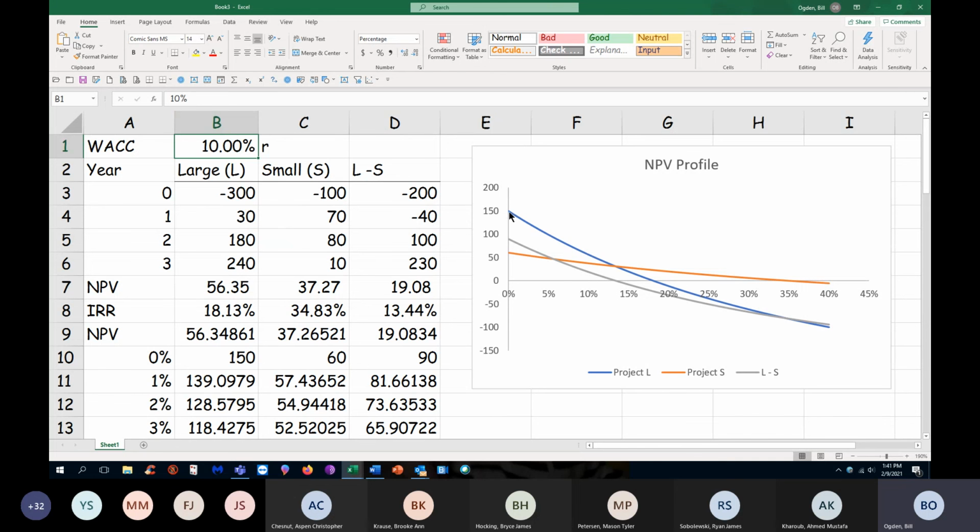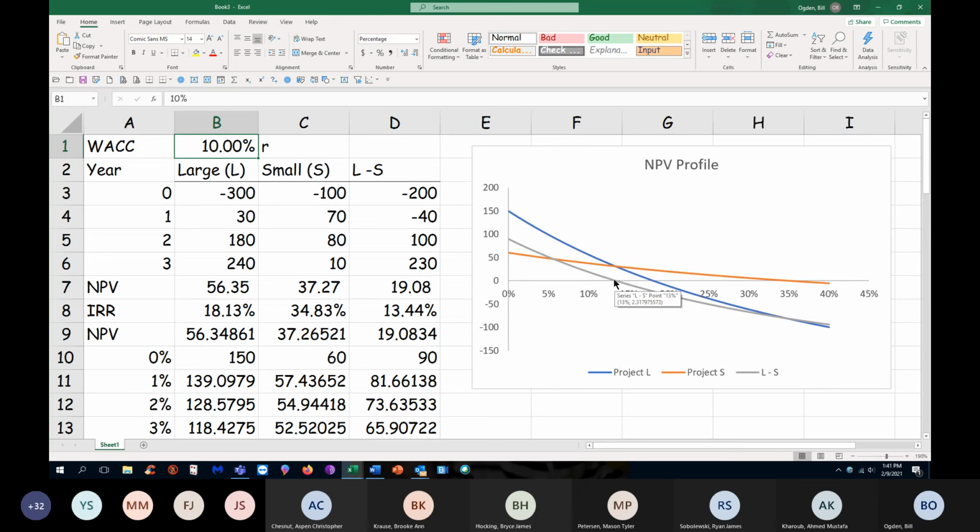All right. So what a profile tells you is it compares the NPV to the discount rate. All right. And there's one very important discount rate here. And that rate would be 13.44%. Okay, that's L minus S. You see this L minus S? The gray line. I follow this down to the x-axis.